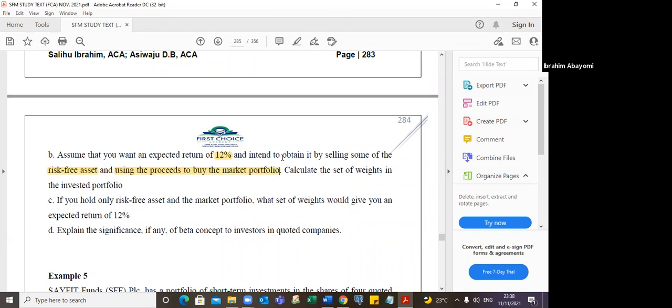You sell part of the risk-free asset, and you use it to buy the market portfolio. So calculate the set of weights in the invested portfolio. So this is what I'm going to do. Let me show you.